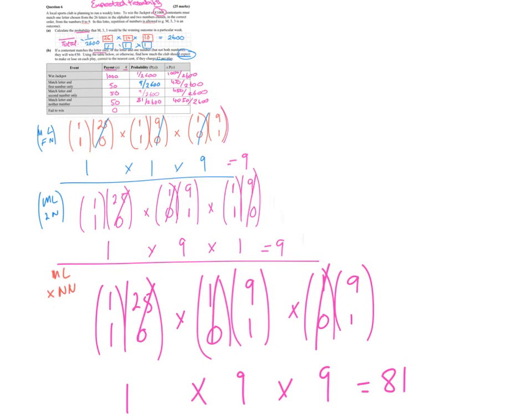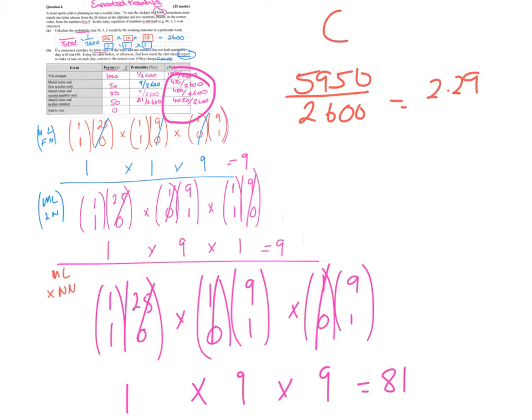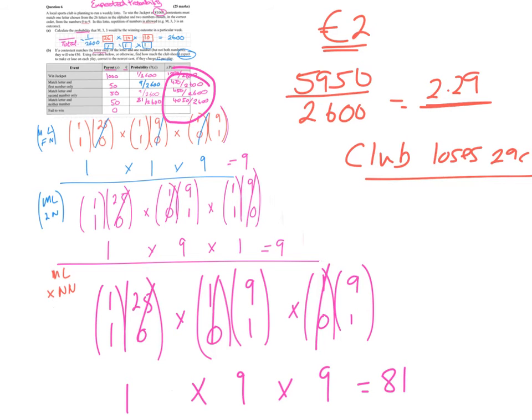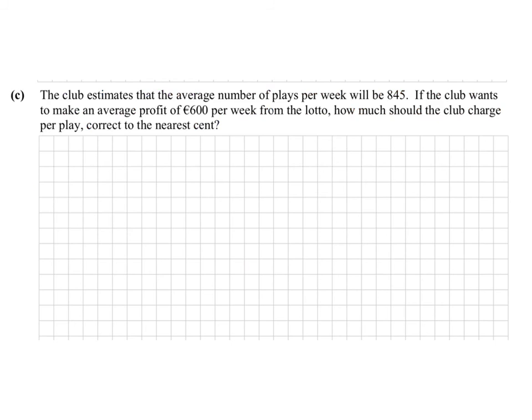We still, I suppose, have to figure out what is the expected probability. So remember, the expected probability is you add up all the probabilities. So if I added up all of those, I'm going to get 5950 divided by 2,600, which is 2.29. Obviously, we know it costs €2 to play the game. Your expected winnings is €2.29. That's to break even. So therefore, the club loses 29 cents per play. So is it a good bet? Yes, it is.